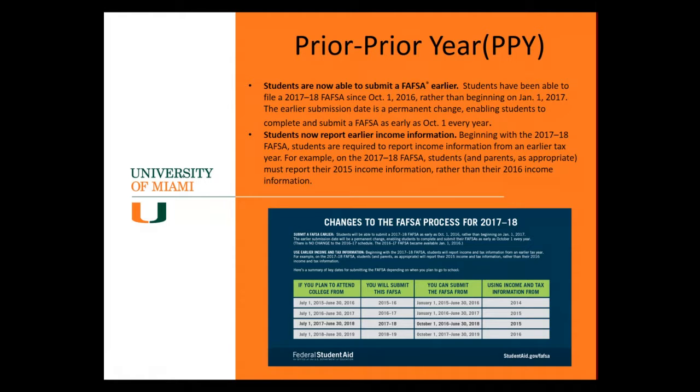But essentially, we will no longer be using the current year information, so 2016 tax information, to determine your financial aid eligibility. But for our continuing students, this is brand new. This will be the first time that you will need to only complete the CSS Profile and FAFSA application, should you have already filed for financial aid. Okay.